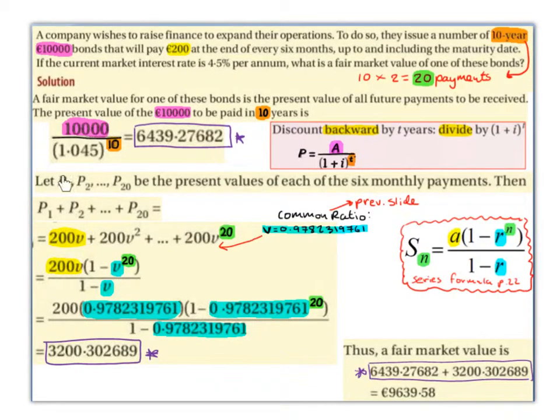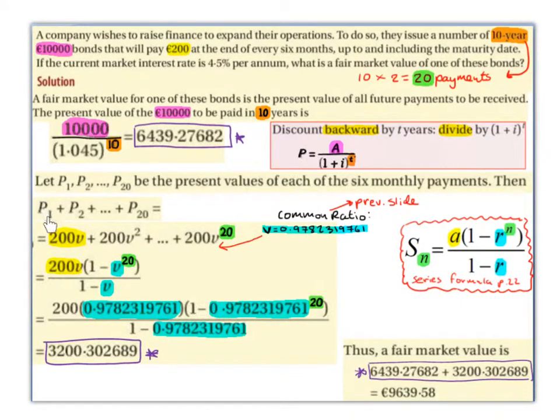I'm going to let P1, P2, up as far as P20 be the present values of each of the 6-monthly payments. Remember, 10 times 2 equals 20 payments. 10 years times 2, because there are 2 6-month periods in a year, gives us 20 payments altogether in the 10 years.